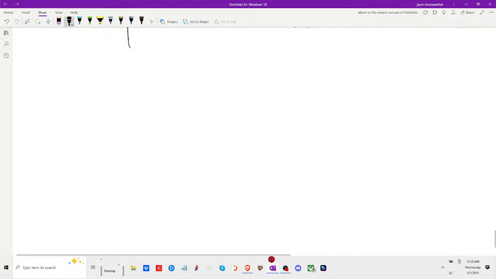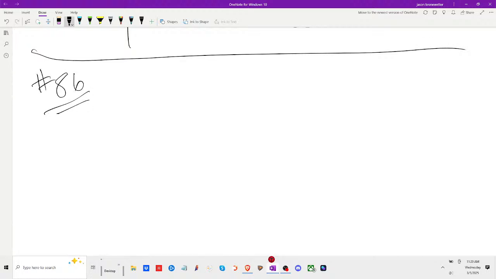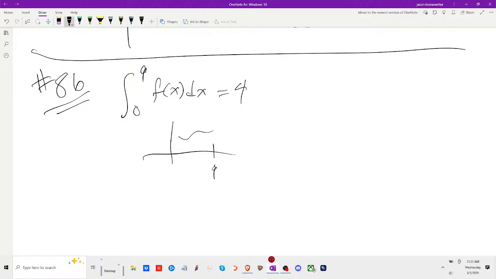Let's do number 86. 86, same kind of thing. We're given an integral. Maybe picture the area. So that's an area of 4. A little quick sketch. That's from 0 to 9. We've got some f of x from 0 to 9. That area is, so this is 9, and this area is 4. That's the picture.